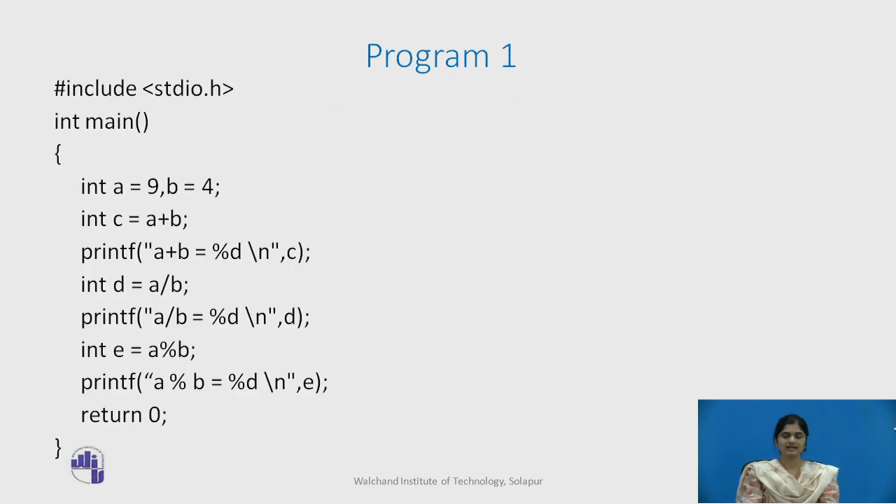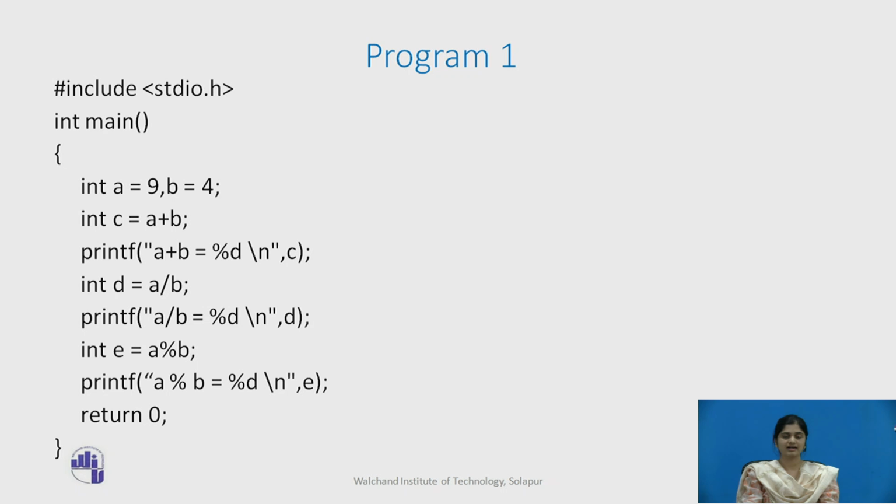So program 1 is an example of arithmetic operations. In the main function, we have declared two variables of type integer, a and b. 9 is assigned to a and the value 4 is given to b. Next, we have declared one more variable c of type integer, and we are performing the arithmetic add operation on a and b. So in this case, a and b are the operands and plus is the operator associated with them. So a plus b will add the values of a and b.